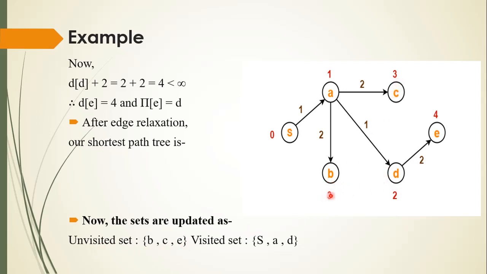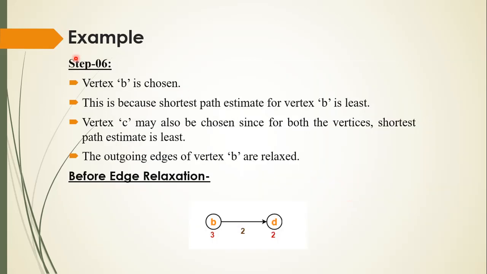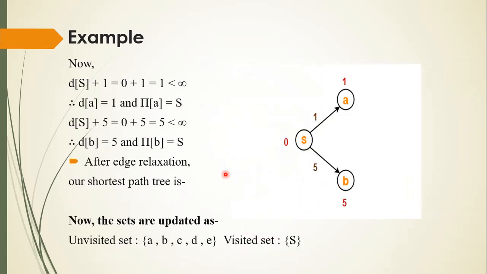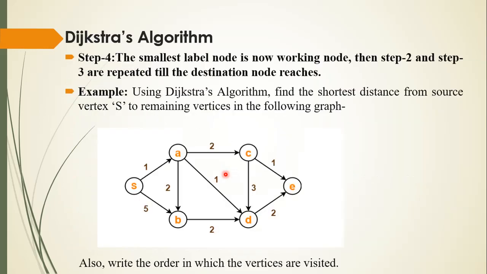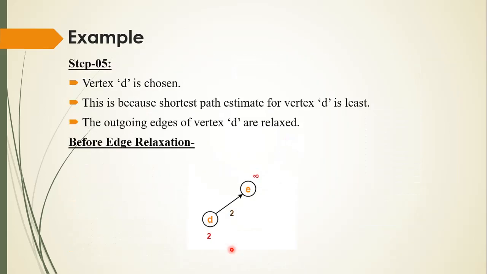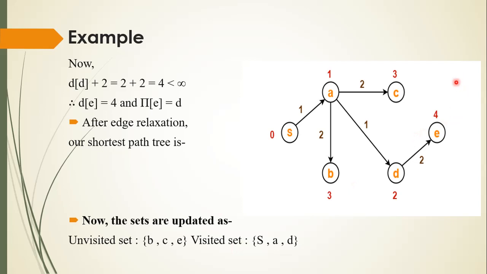Now we will visit B. The vertex B is chosen because in this diagram, after E we have no outgoing edges. So we can select B, or we can select C also. We have two options, B and C. So now we select B.